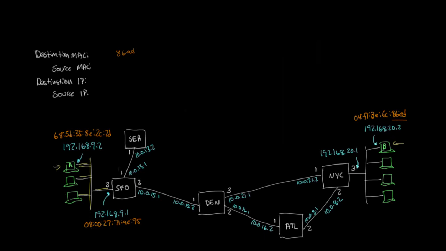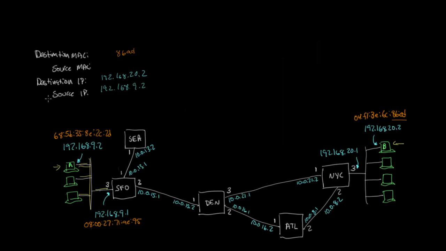So instead, what we're going to do is we're going to use IP addresses. So the destination IP address is going to be host B's IP address, which is 192.168.20.2. And then we can also set the source address of the IP packet that host A is sending to be 192.168.9.2, which is host A's IP address. And then the actual frame that gets sent here is going to have this IP packet inside it with this source and destination IP address going from 9.2 to 20.2.